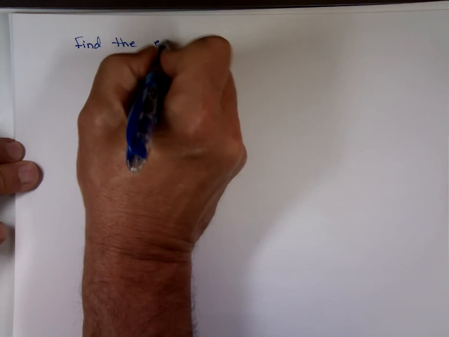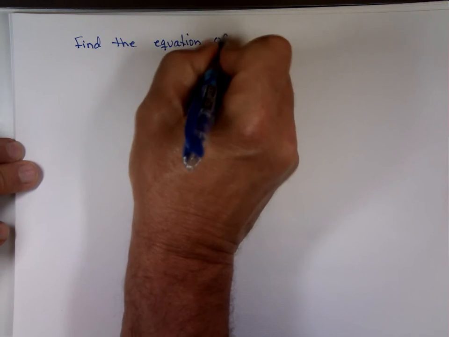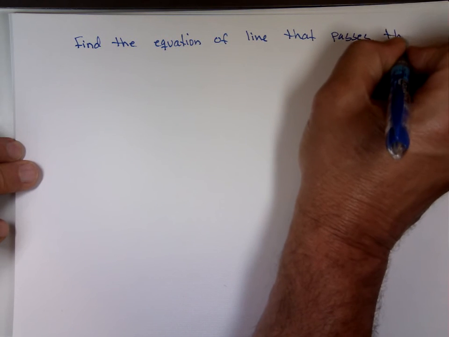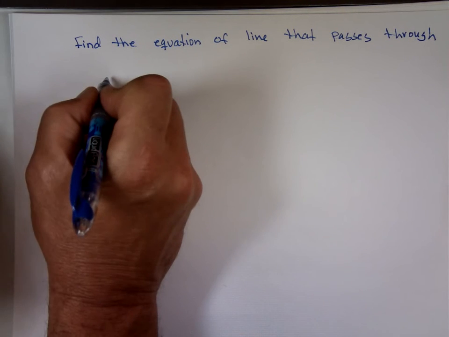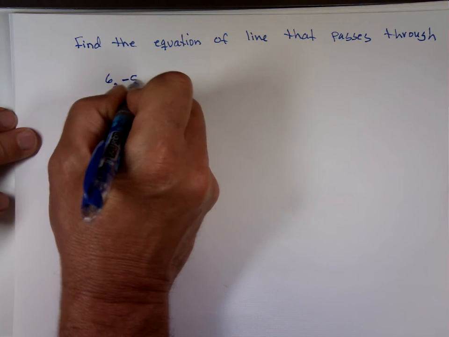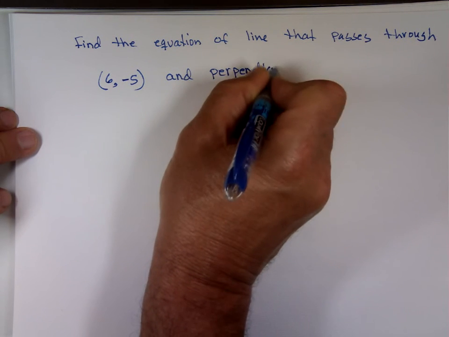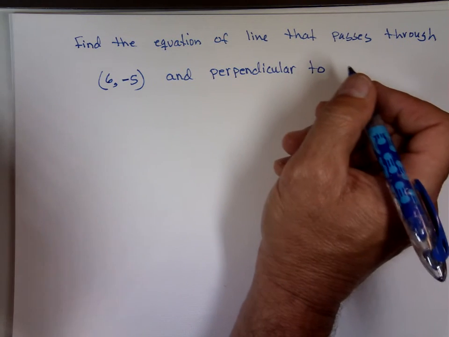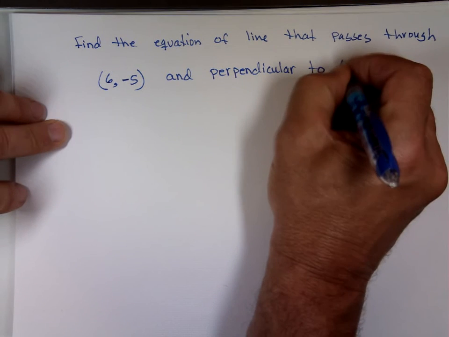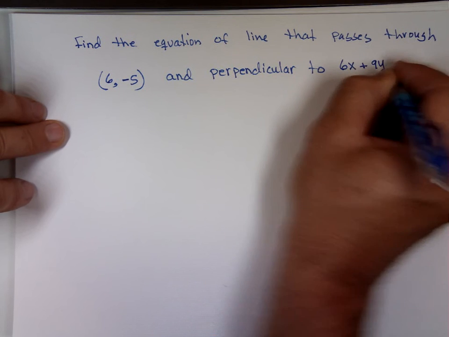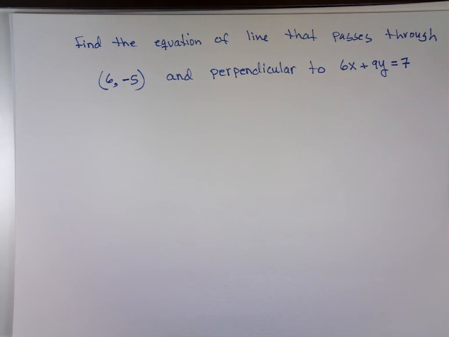Find the equation of a line that passes through (6, -5) and perpendicular to 6x plus 9y equals 7. I'm just making things up. Having too much fun.